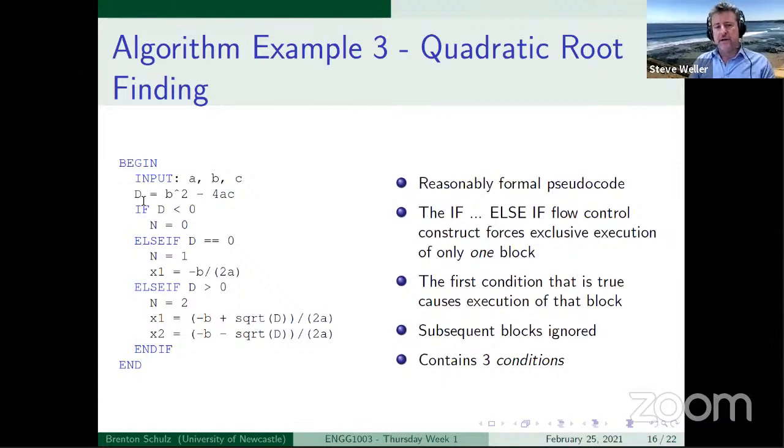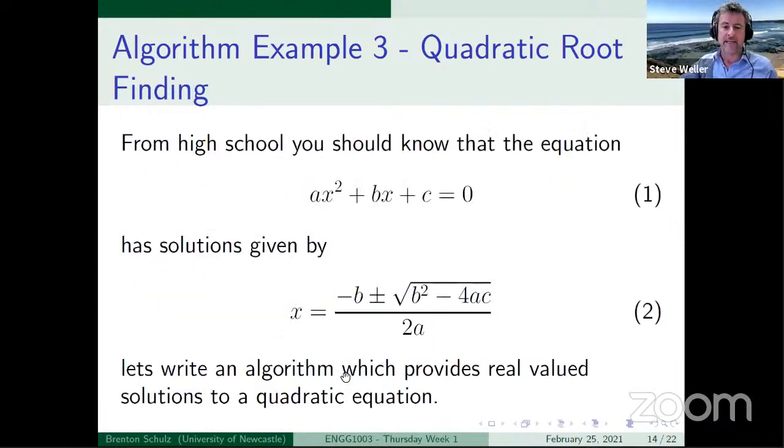As we read the pseudocode, we're beginning at the top. The algorithm has a well-defined start, identified by begin, and it's got well-defined input. It's then got our first instruction, which is to compute d is equal to b squared minus 4ac. If you think back to the expression here in equation 2, it's no surprise that b squared minus 4ac occurs as part of the algorithm.